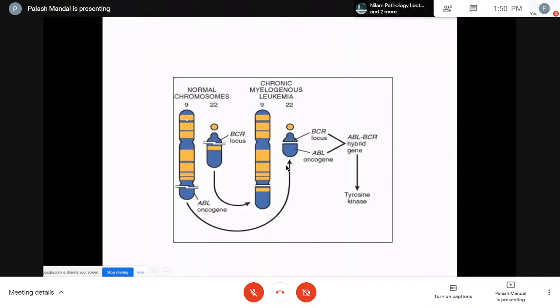So this is again taken from Robin. This is chromosome 9, which is a long chromosome. This is chromosome 22, which is a short chromosome. You see, this ABL from the 9th chromosome goes and attaches itself to the short 22 chromosome and forms the hybrid gene or the chimeric gene, the ABL-BCR, and this drives the tyrosine kinase activity, leading to the proliferation in the hemopoietic cells, leading to chronic myelogenous or chronic myeloid leukemia, that is in short CML.